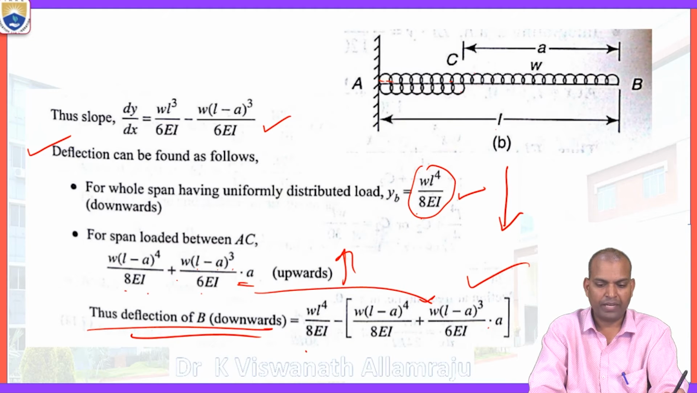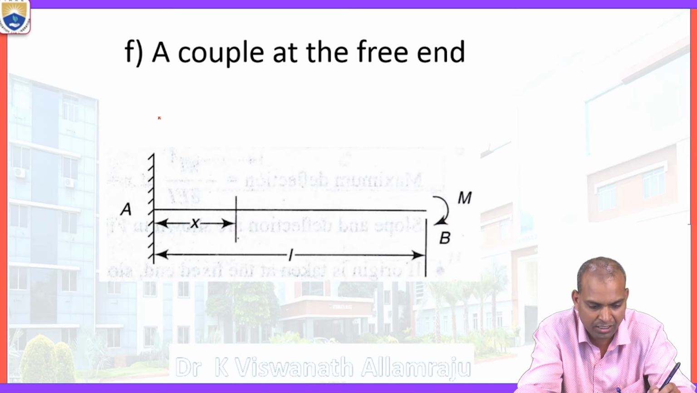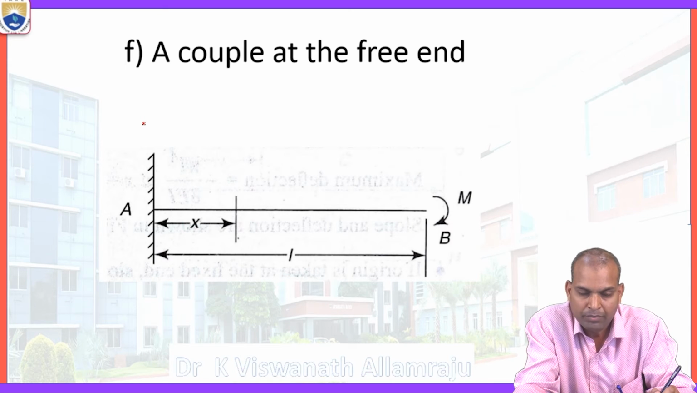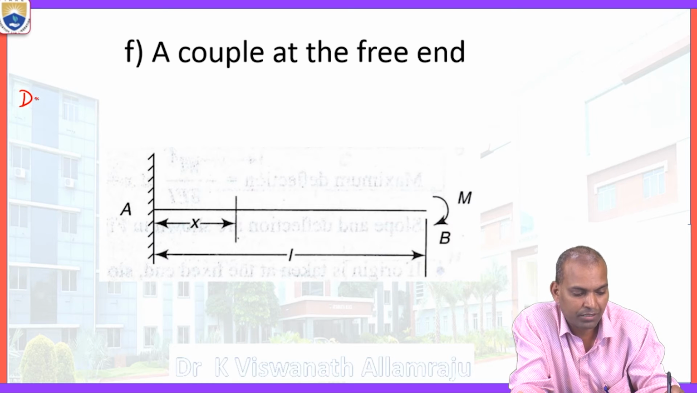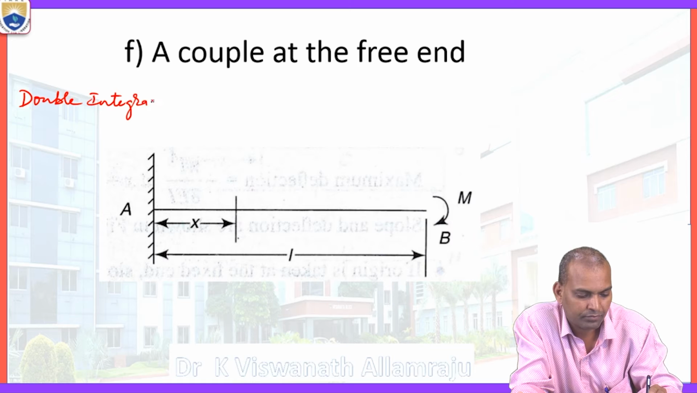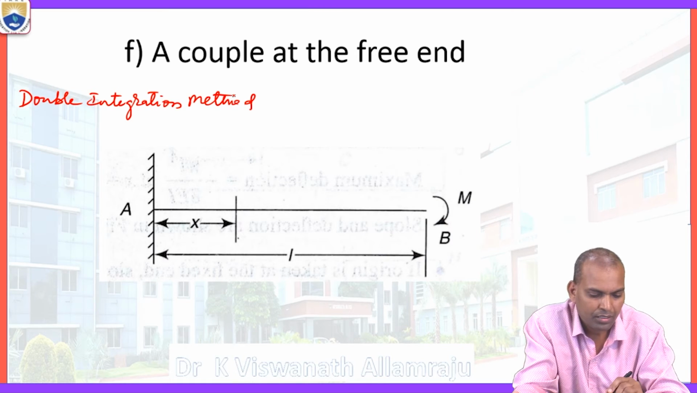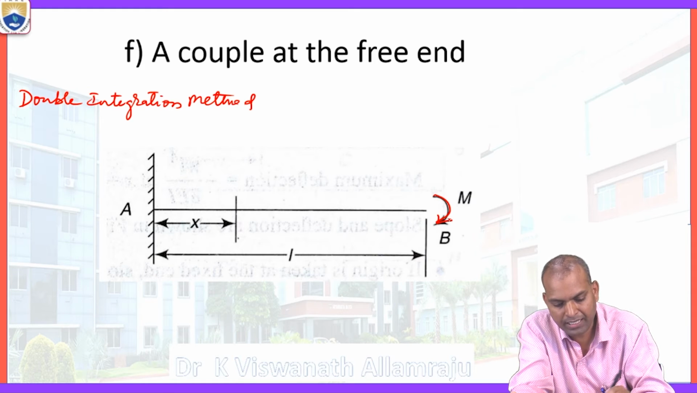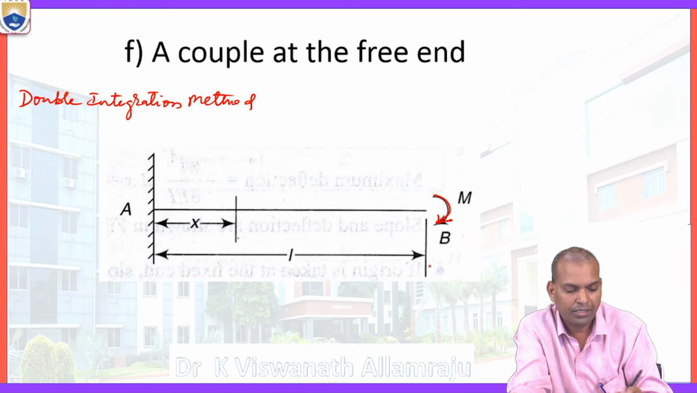Okay. The final case, last but one, of the cantilever beam. Which method are we using? We are using the double integration method. Here a couple only is acting at the end in the clockwise direction.